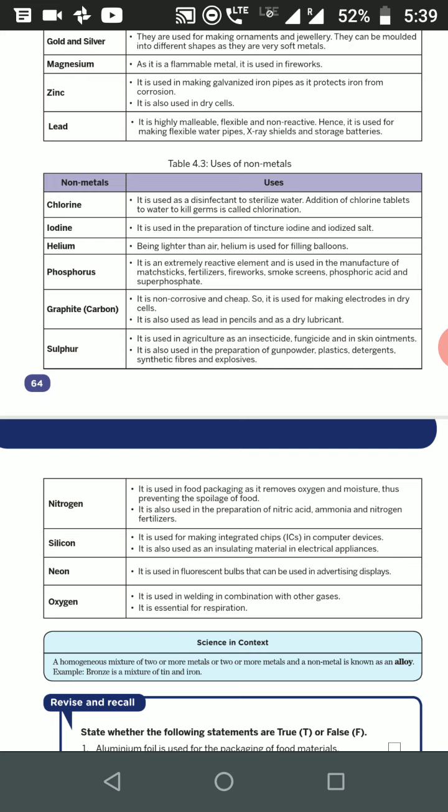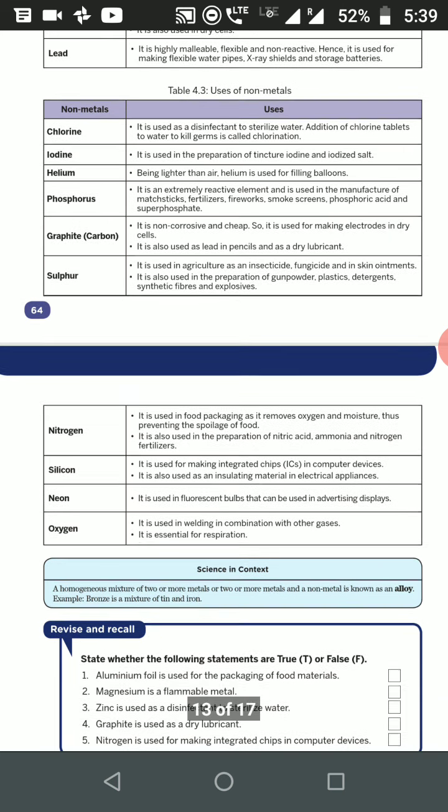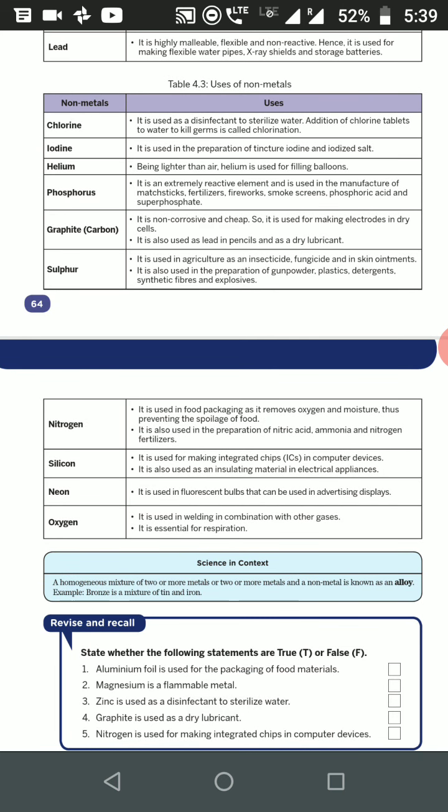Phosphorus is used for making the matchsticks. It is also used for making fertilizers, fireworks, and some phosphoric acid and superphosphate compounds. Graphite is used for making pencil leads. It is cheap, and used for making the electrodes of the cell. Next, sulfur is used in agriculture as insecticides, fungicides, and it is used for preparation of gunpowder, plastic, detergents, synthetic fiber and explosives.